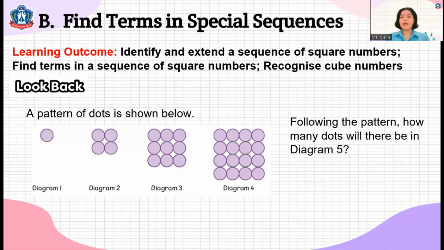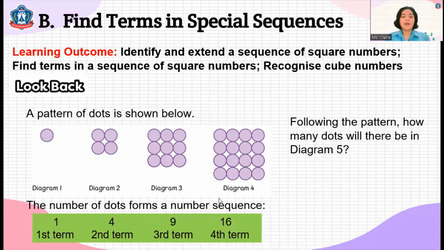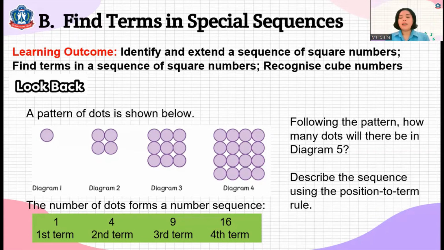These are square numbers. If our diagram will continue, how many dots are there in diagram 5? Okay, so these are our terms. So we have the first term, which is 1, second term is 4, third term is 9, and fourth term is 16. So how can you describe the position using the position to term rule? Correct, we multiply the term by itself, 1 times 1, 2 times 2, 3 times 3, and 4 times 4. Simply multiply the term or the position by itself.